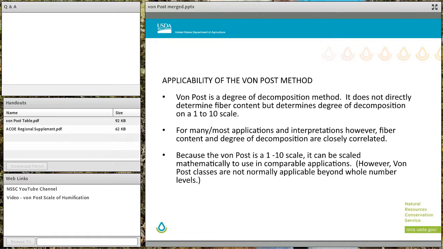From a practical standpoint, the Von Post number can be used in the same applications that fiber would be. And the fact that Von Post is on a 1 to 10 scale means that it can be scaled and mathematically used in estimations, formulas, models, similarly to a percentage. It's not a percentage, but it does lend itself to being scaled.